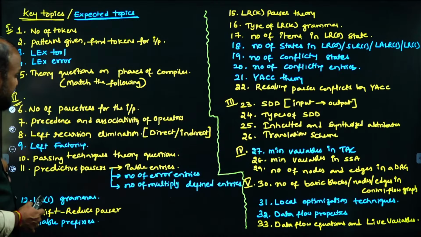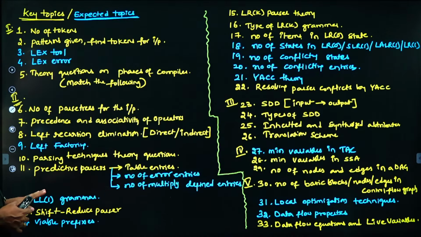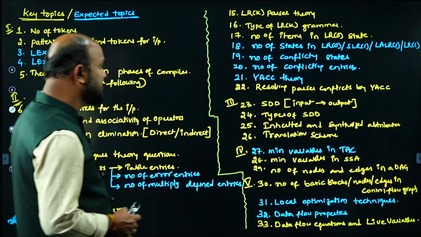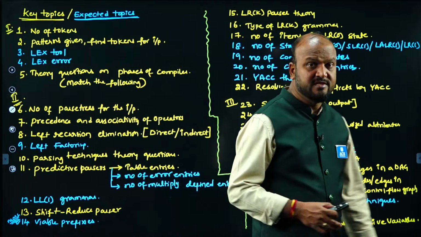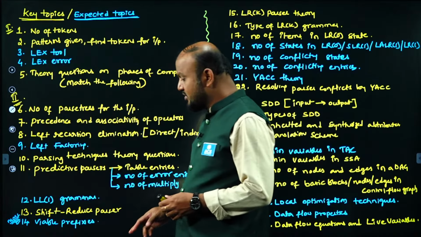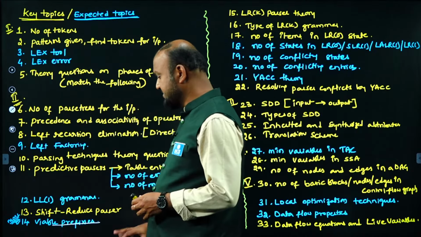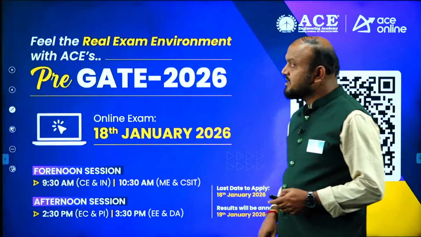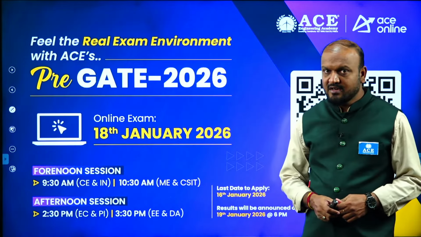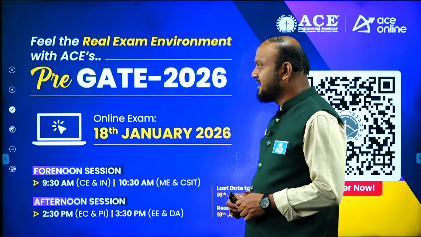So totally 33 topics I have written, and whatever is in blue color are the topics from where you can expect questions. Okay, and in that the most expected is viable prefixes. Fine.